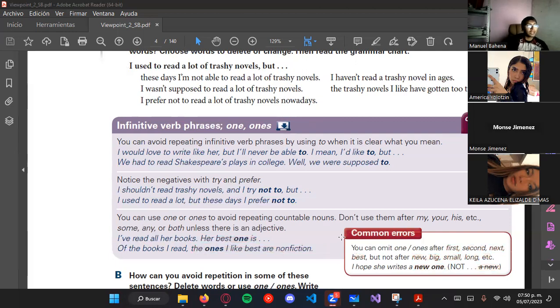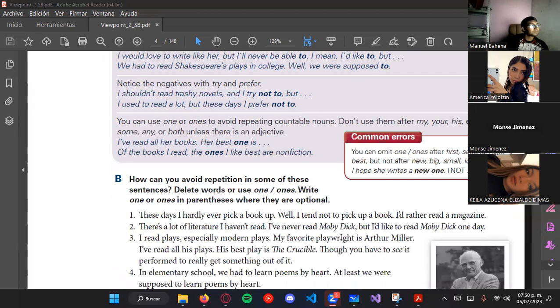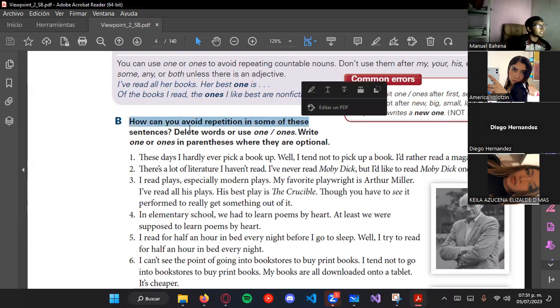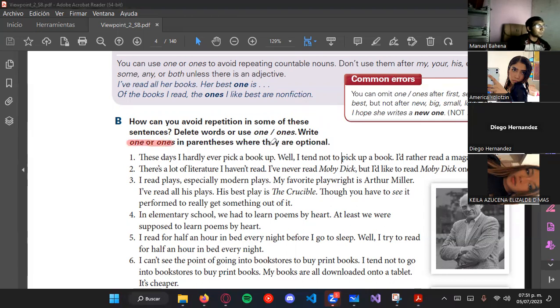Questions so far? ¿Dudas, preguntas hasta aquí? No, teacher. No? Ok. Let's move on to exercise B then. Vamos al ejercicio B. Entonces, ¿qué dice? How can you avoid repetition in some of these sentences? Delete words or use one or ones. Write one or ones in parentheses where they are optional. ¿Ok? Aquí recuerden que en algunos también, lo que vimos ahorita en la regla, algunas veces el one y el ones pueden ser optional, opcionales.